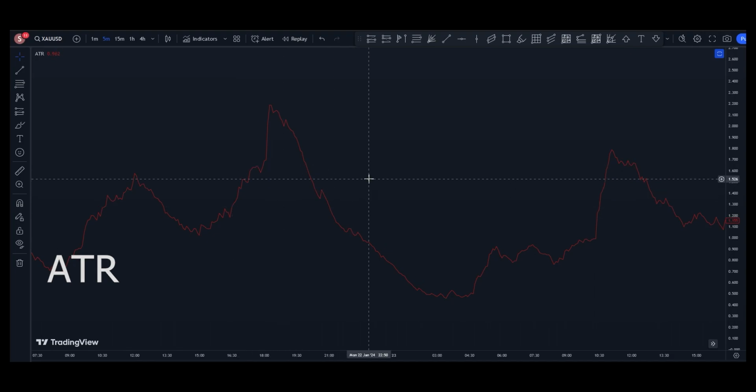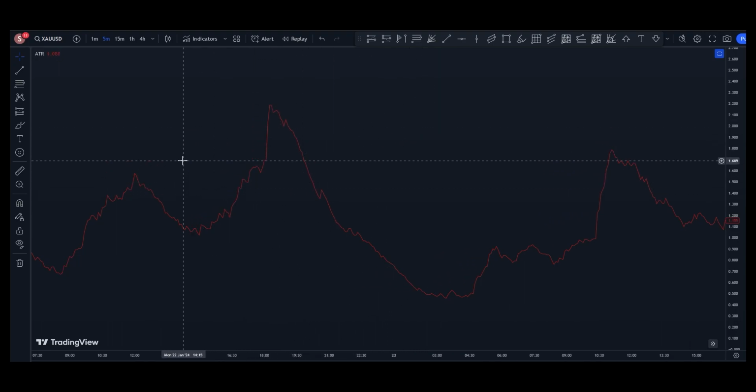ATR stands for Average True Range, and it is a technical analysis indicator that measures the volatility of the market. It's calculated as a moving average of the true range values, which are the highest, lowest, and absolute value of high and low of a security. ATR can help you gauge how much the price of a security moves on average and adjust your position size and stop loss level accordingly.